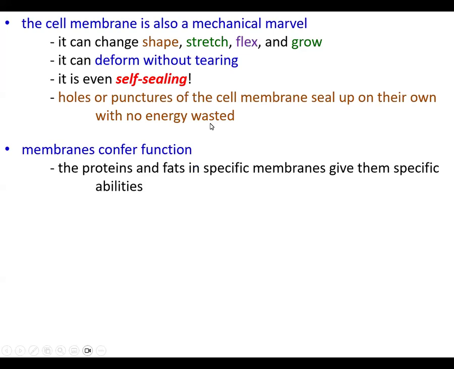Cell membranes also confer function because of the proteins that cell membranes have embedded in them, and in some way the fats that are also in those membranes. Membranes become distinct and unique from each other, and these distinctions allow these cell membranes to do specific jobs. We've already talked about one cell membrane that has a very distinct set of proteins that allows it to do a very distinct job, and that's the inner mitochondrial membrane. The inner mitochondrial membrane can make ATP by the bucketful. We just talked about that.